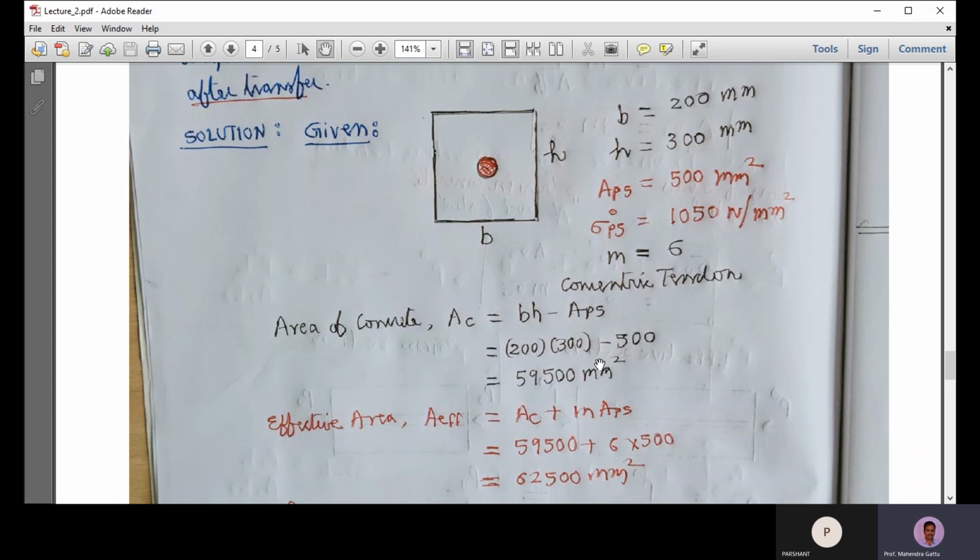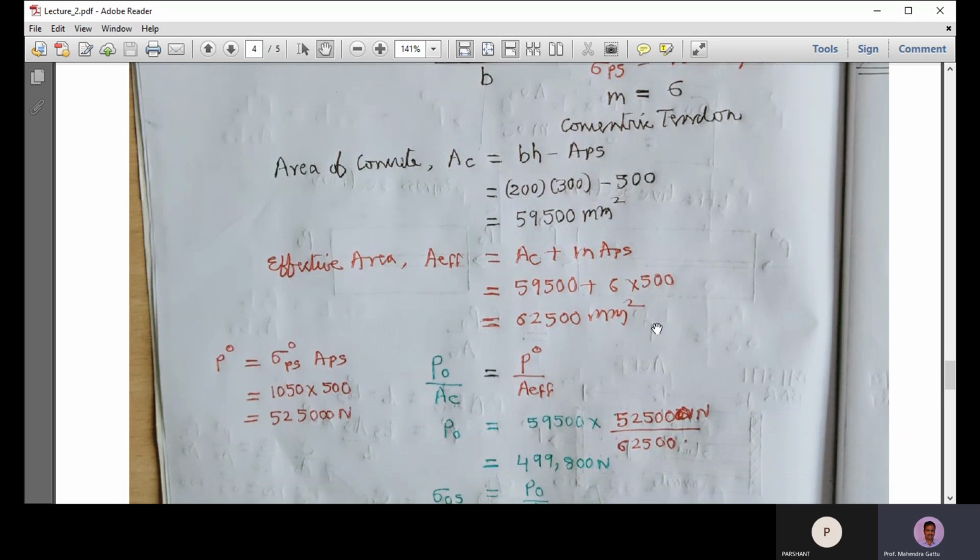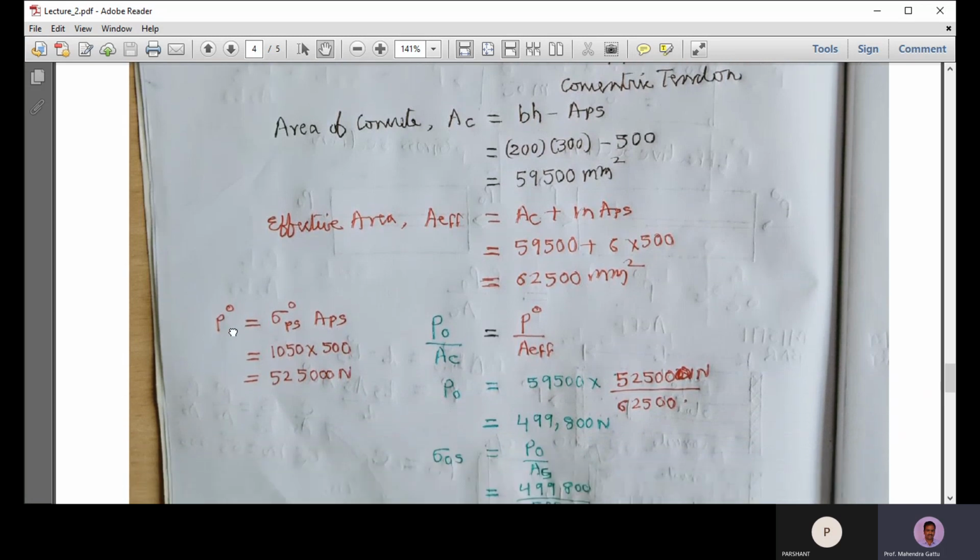So 200 into 300 minus 500, so 59,500 millimeters square. Effective area is area of concrete plus m times Aps. So 59,500 plus 6 times 500, so we get 62,500 millimeters square. So we can find out the initial force in the tendon, which is initial stress times the area of the steel. So it is 1050 into 500, which is 525 kilonewton.